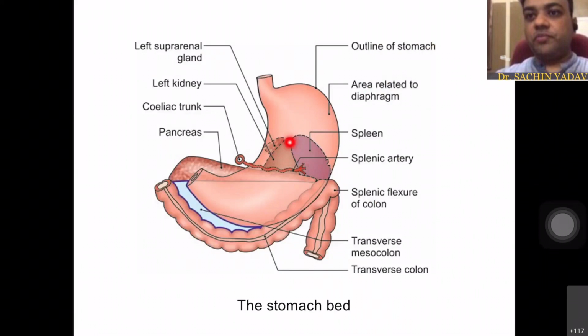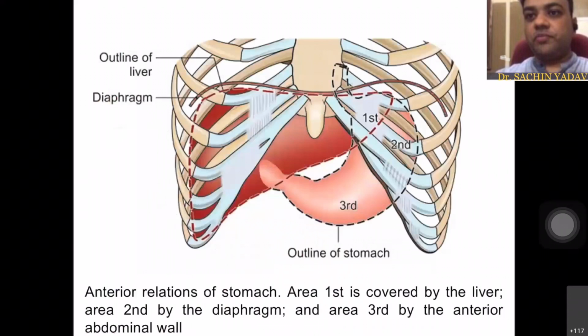You can see here the spleen. All these structures present posterior to the stomach, forming the stomach bed, are covered by the lesser sac. All the structures except the spleen are covered by the peritoneal membrane of the lesser sac, but the spleen is hanging or floating into the greater sac. So always remember this. Fine.